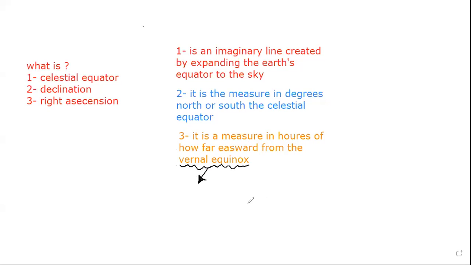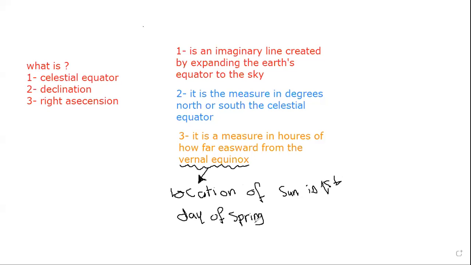But where is it, or what is it? How could we locate the vernal equinox? That means how could we find it. Actually, we said that the vernal equinox is the location of the sun on the first day of spring. So where is the sun on the first day of spring? We call this vernal. So we said that it is the location of the sun on the first day of spring. So regarding this position, we find something like longitude.